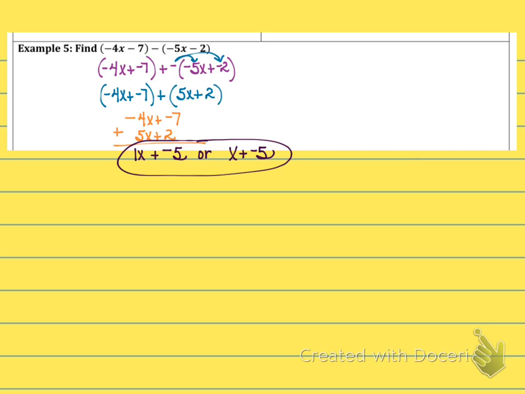So for example 5, you could have your answer two ways. You could have 1x plus negative 5 or x plus negative 5. So make sure you go back and check your work and make sure especially that you've got the correct distributive answer and that you've lined up your like terms and that you've got the correct answer.